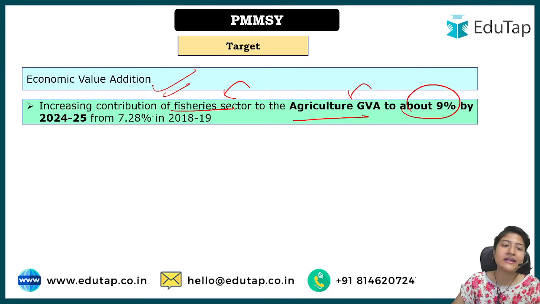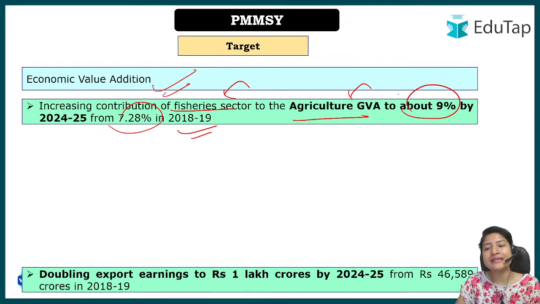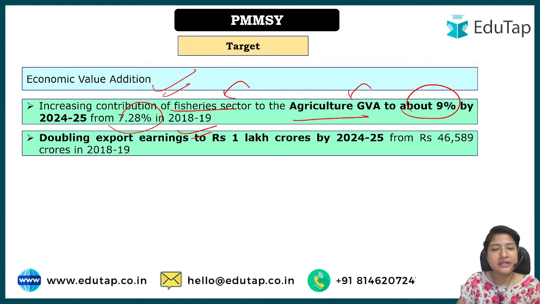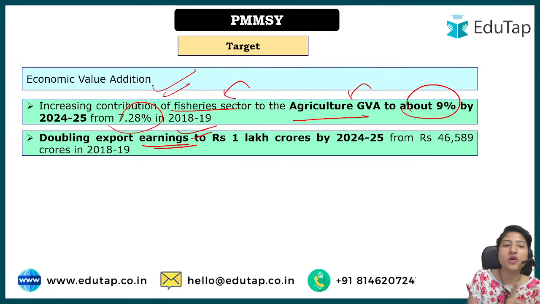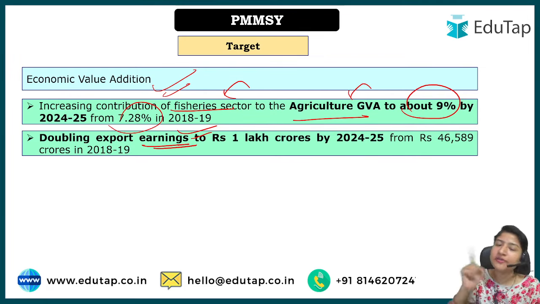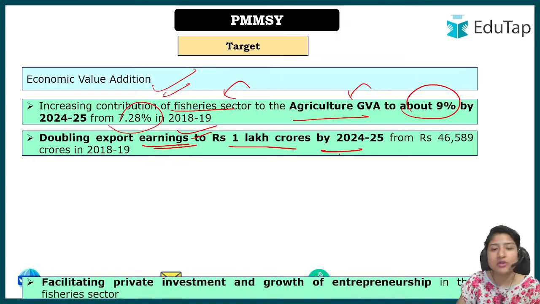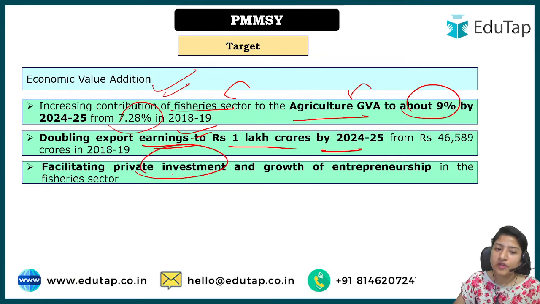अभी currently in the year 2018-19 it was 7.28. We have to increase that to 9% by 24-25. ठीक है, doubling export earning. Now because we are talking about economic value addition, we have to focus on export and import also. So we have to double the export earning to 1 lakh crore, ठीक है, by 24-25.